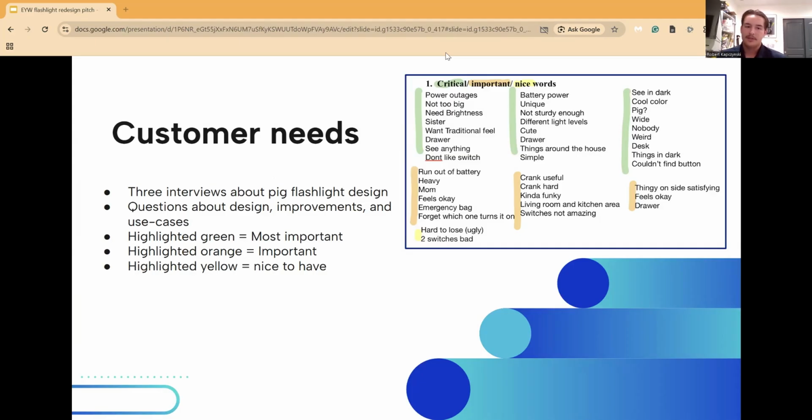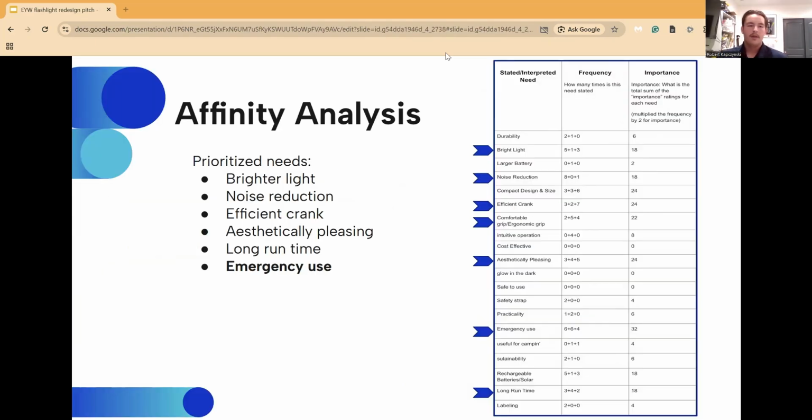I jotted down quick sentences that summarized their answers to my questions. Then, out of those sentences, I highlighted the most important words. Green for most important, orange for important, and yellow for nice to have. The image here shows a summary of all the highlighted words in the sentences. These interviews were the baseline for our redesign process.